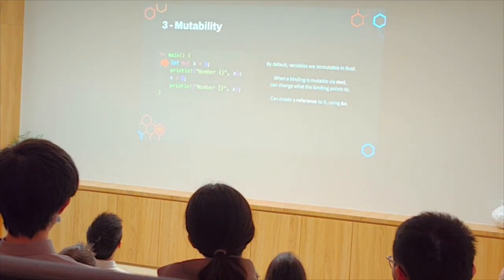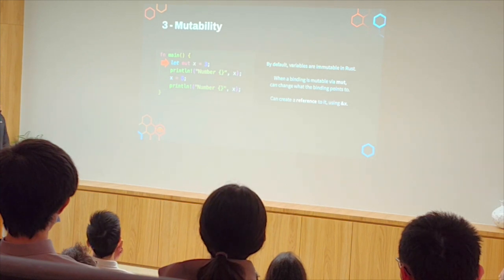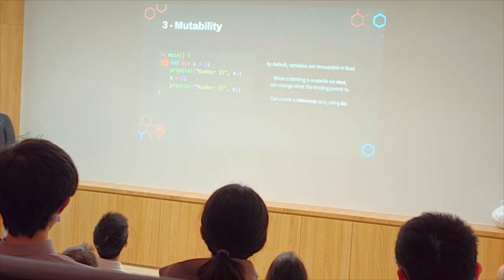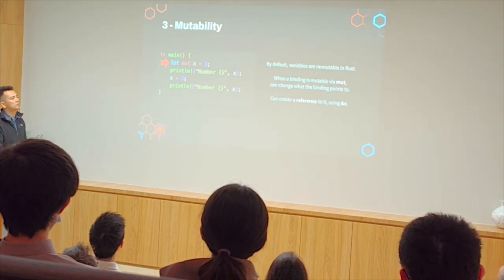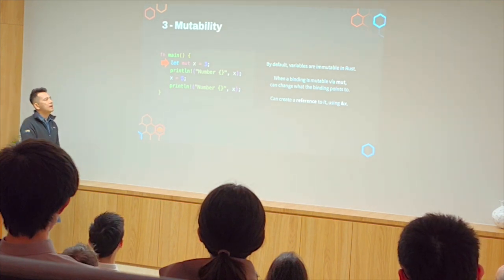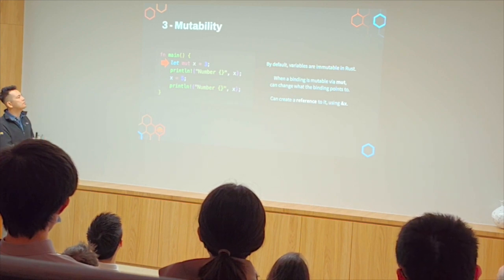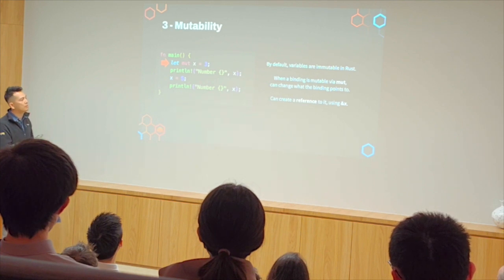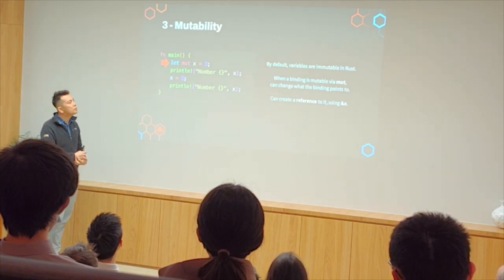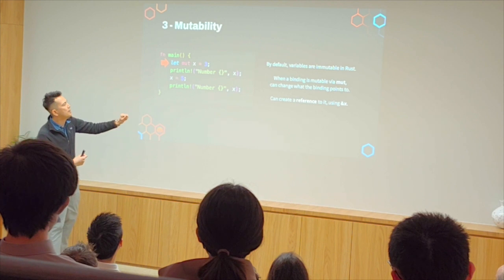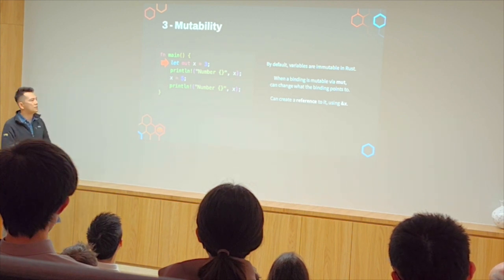Now let's go back again to mutability. By default, variables are immutable in Rust. Immutable. Remember that. You can also use another one called const, or constants, to actually define that, but just be mindful of some of the rules around Rust right there. So when the binding is mutable, you put a mut. Once you put a mut, that's where you can start changing things.